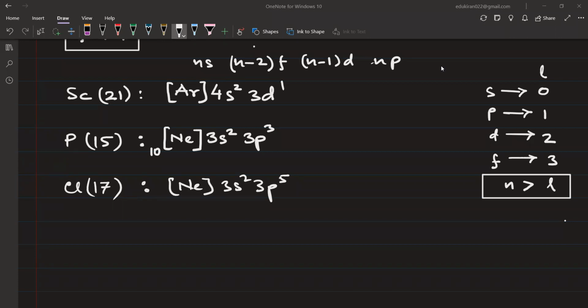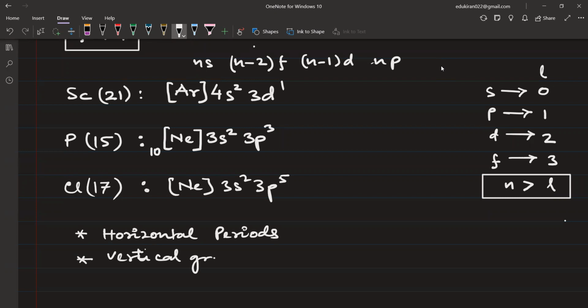Now let us move on to the chapter that is periodic property. With this electronic configuration, we are going to predict the period number, block number, and the group number. If you look at the modern periodic table, it is made up of horizontal periods, vertical groups, and some sections which are known as blocks. First we have the S block like this.